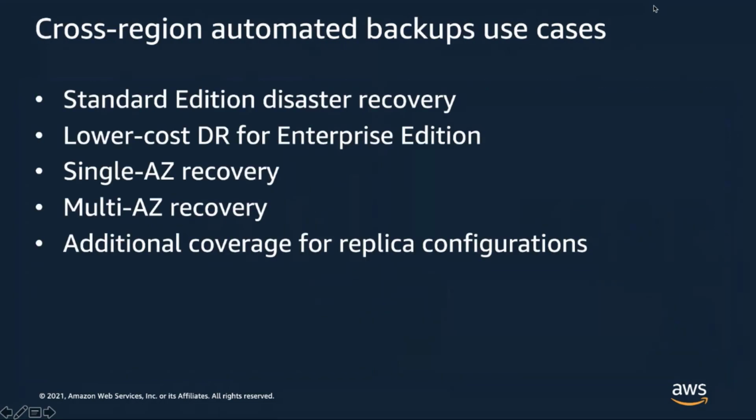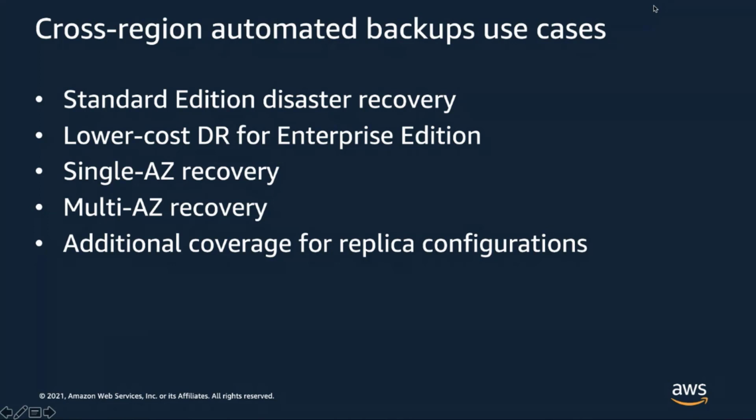So what are some use cases for this? Well, standard edition disaster recovery is one of the most common. For example, Enterprise Edition workloads can use read replicas or mounted replicas based on Active Data Guard or Data Guard technology, but standard edition customers don't have that option. So cross-region automated backups are a great option for standard edition customers to have backups readily available in another region to restore when they're needed.